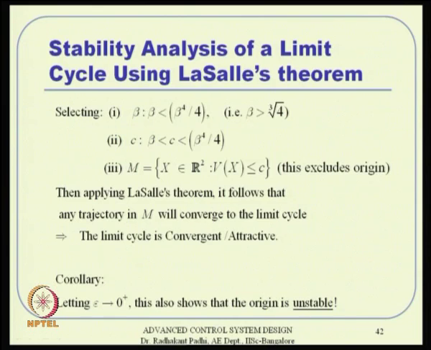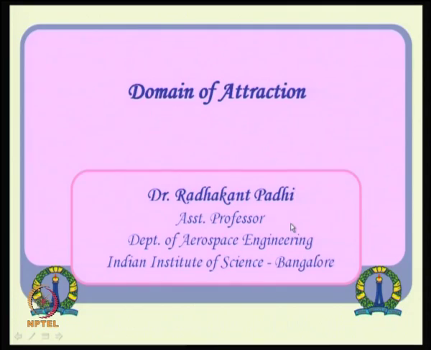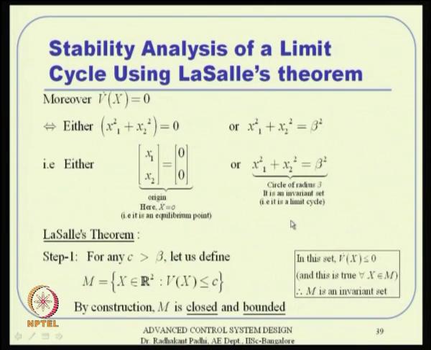So, what it tells us is that the origin happens to be unstable. Okay. The origin, that also can be proved using the instability theorems and other things we have discussed before, but as a corollary of this particular analysis, it also tells us that not only is the limit cycle stable, but the equilibrium point is unstable as well, both. So, that is the beauty of using LaSalle's theorem.